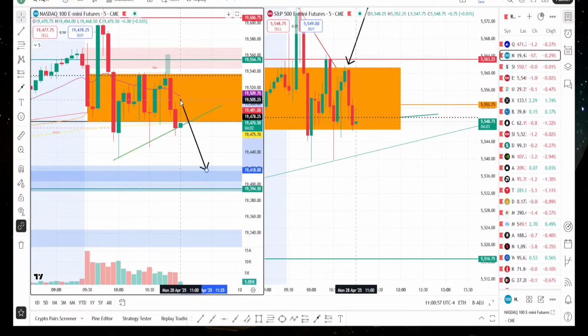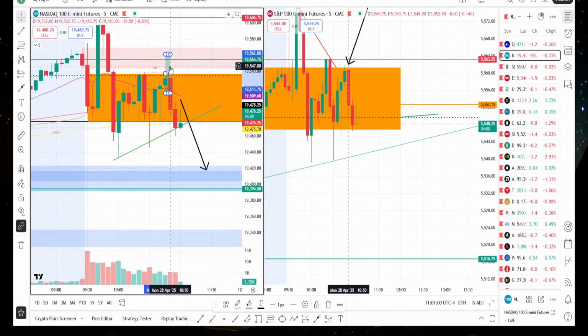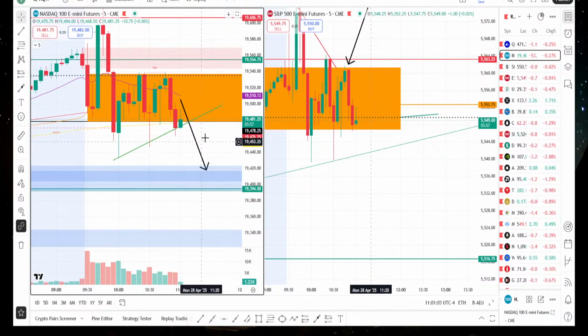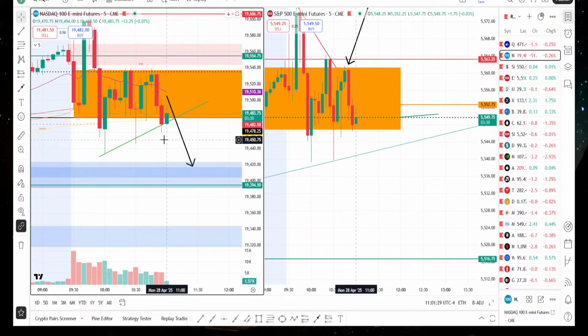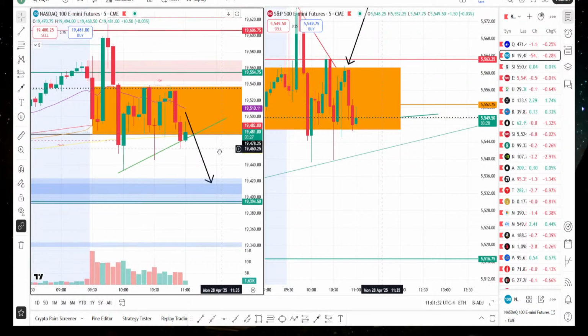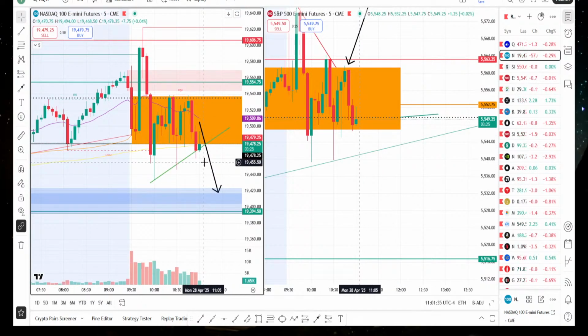Good push into this right here. This little fair value gap there. Oh yeah. How we doing, guys? He's still chopping around here, waiting for this move. Market's slow today, man. Just a little slow.